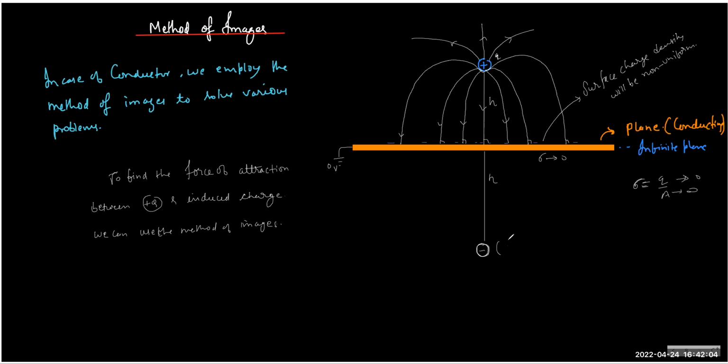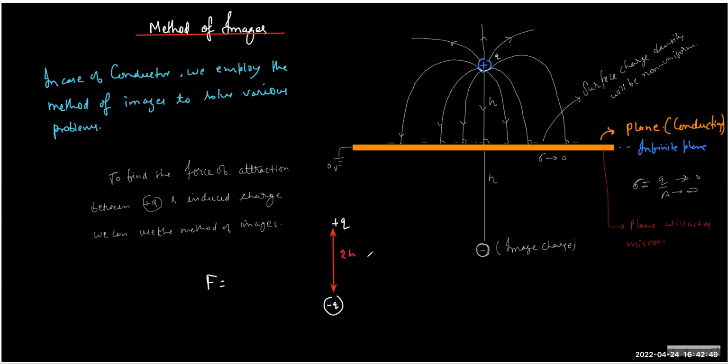So this is called the image charge, and this plane will act as a mirror. Yes. So if the plane acts as a mirror, then we can have this answer, and the force between them is as good as the force between plus q and minus q at a separation of 2h. That's it.